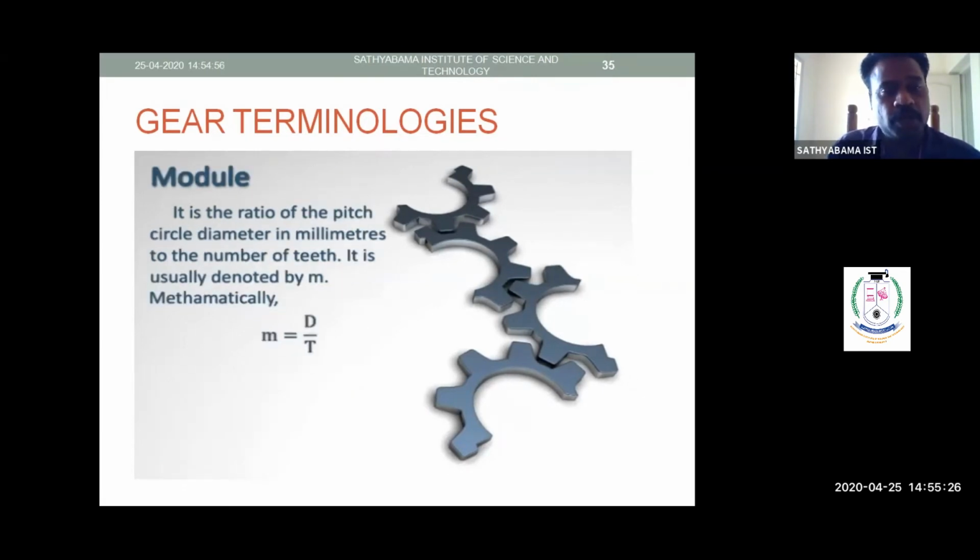Next, module. If you have any gear, definitely the first question they will ask is, what is the module of the gear? In lathe shops, you may be manufacturing some gears, right? So one of the important specifications is module. Module means the pitch circle diameter of the gear which you manufacture divided by the number of teeth. You will have some answer. That is called the module. So it is the ratio of pitch circle diameter in millimeters to the number of teeth. Normally it is represented as small m and the unit is millimeter.